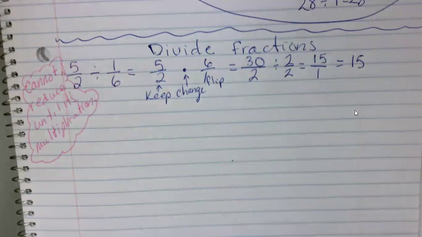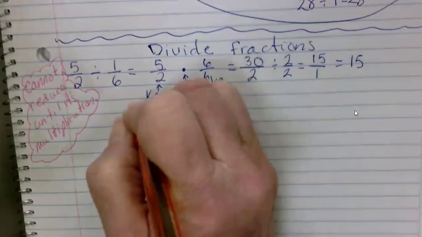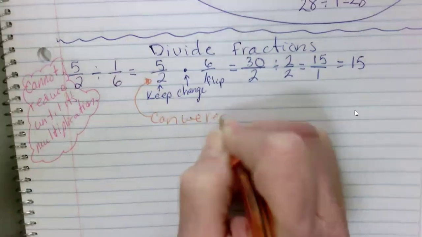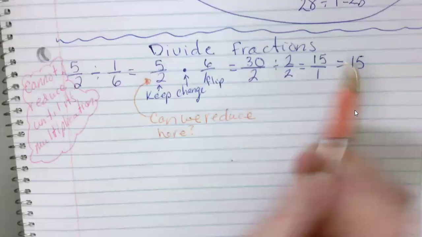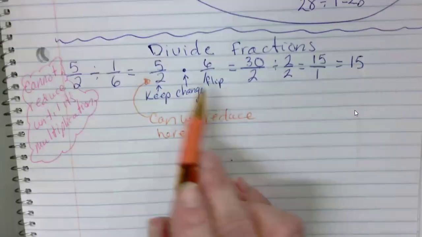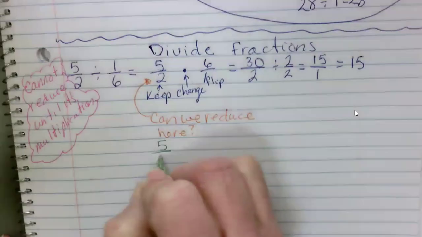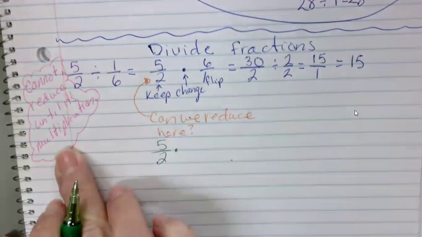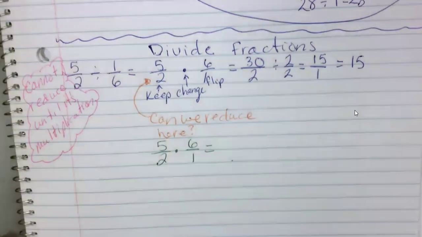However, let's go ahead and check, can we reduce here? If you don't want to wait till the end to reduce, could we have reduced here? And the answer is absolutely we could have. So let's rewrite that problem. If we have 5/2 times, we have multiplication now, so that means we can reduce, right? Times 6/1.